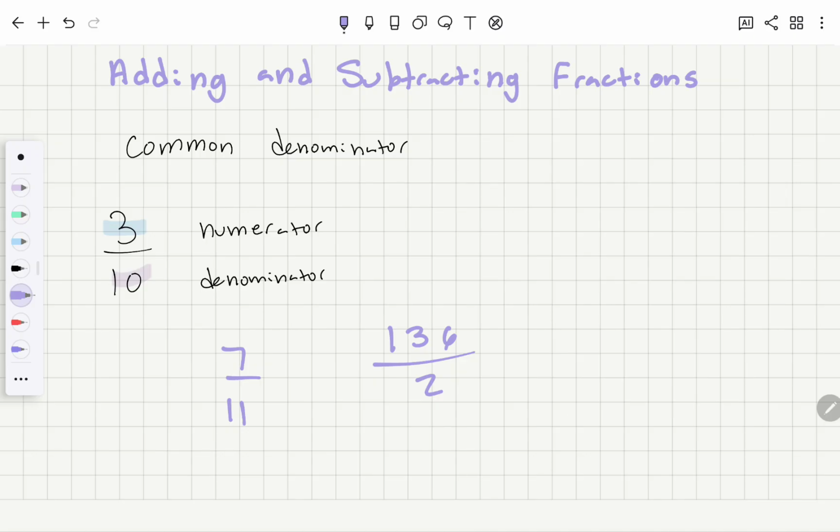It really doesn't matter what the fraction is. And then say you had a whole number, so say there was a 6 in front of this fraction, that 6 would be known as your whole number. So let's go into a few examples.